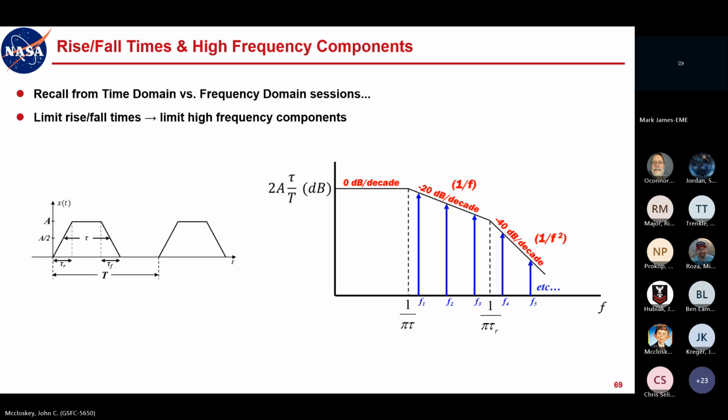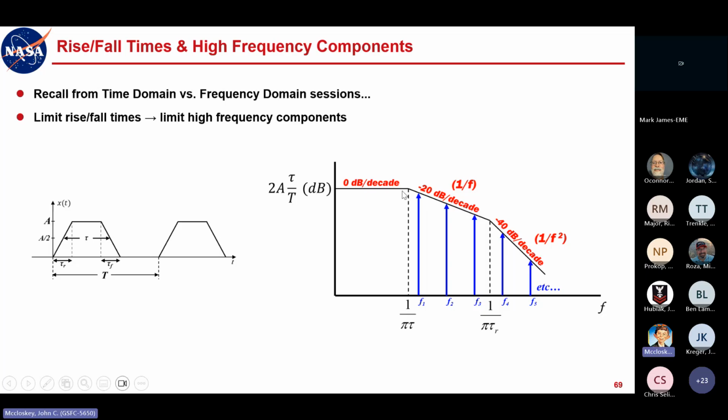So we talked about in the time and frequency domain session that you limit rise and fall times, that will limit your high frequency components. We have a simplistic trapezoidal pulse shape here. I mean, nothing really looks like this in nature, but it's a useful construct to simplify the analysis. I went through the analysis of what the frequency spectrum looks like for a pulse of this shape as compared to a rectangular pulse with essentially zero rise and fall times.